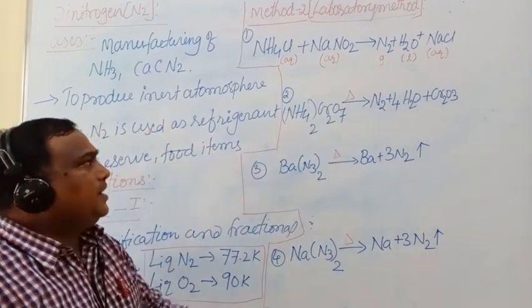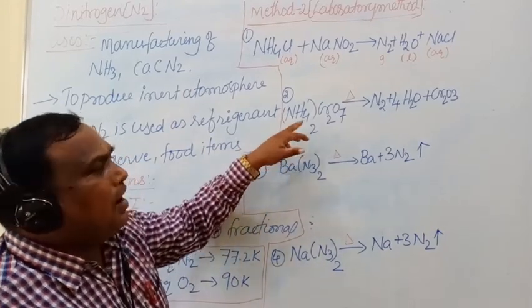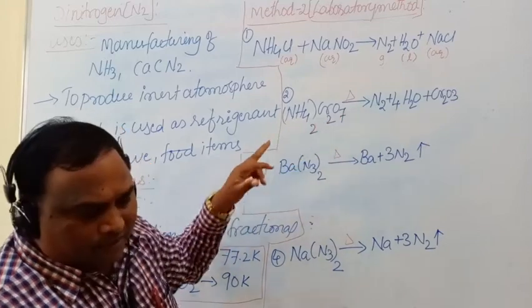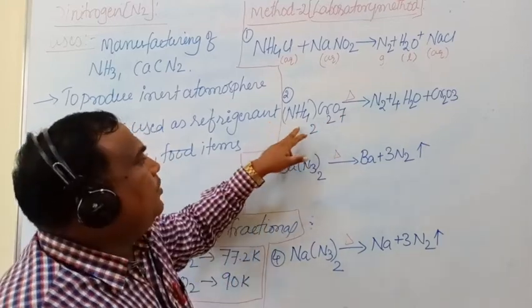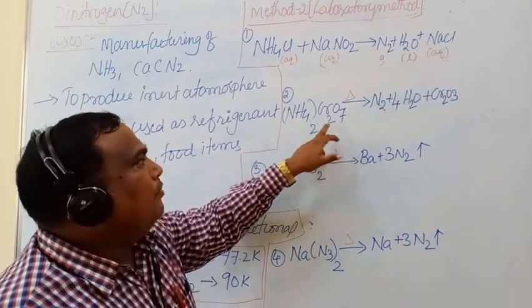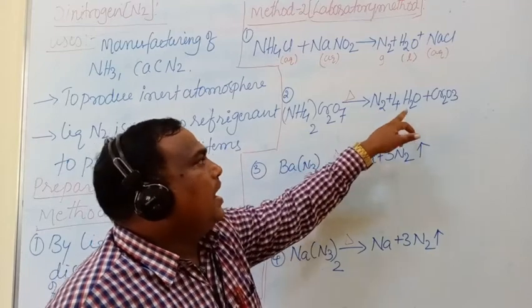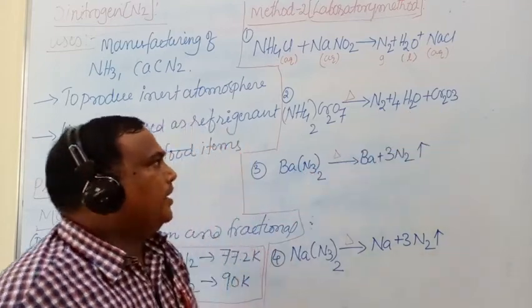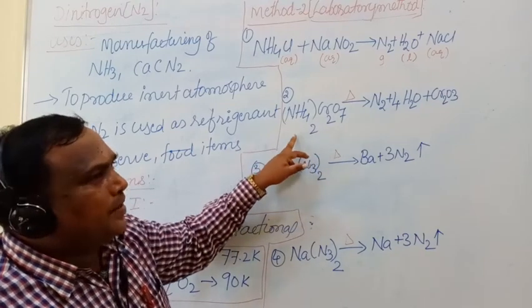The second method is heating, or thermal decomposition, of ammonium dichromate. Ammonium dichromate will give dinitrogen gas and water, as well as chromium oxide. This is the K2Cr2O7, potassium dichromate.